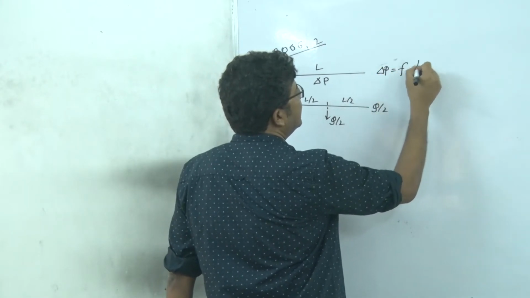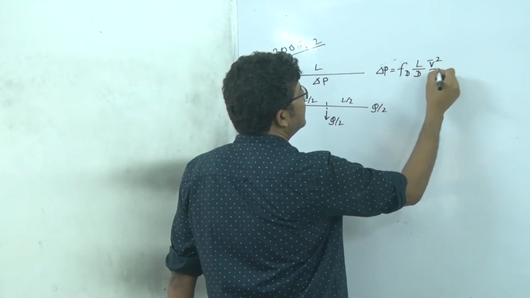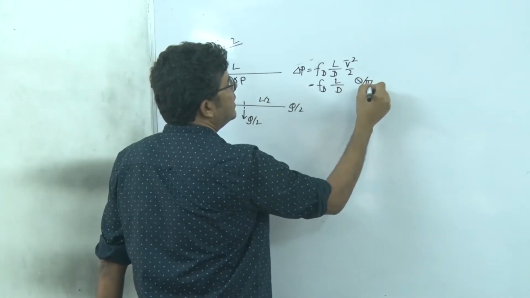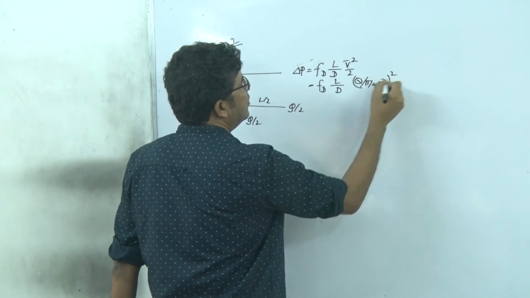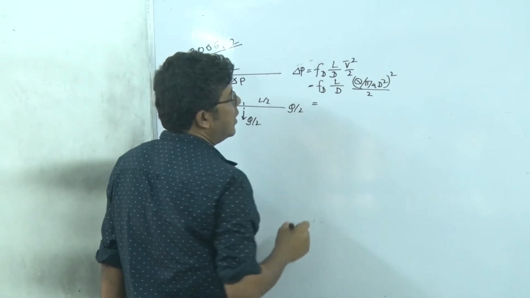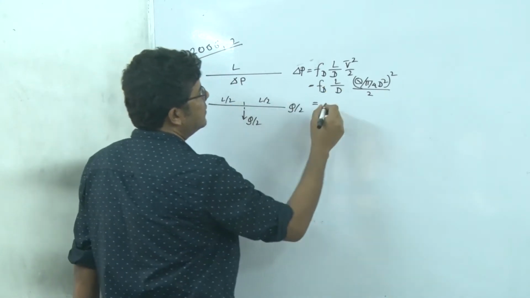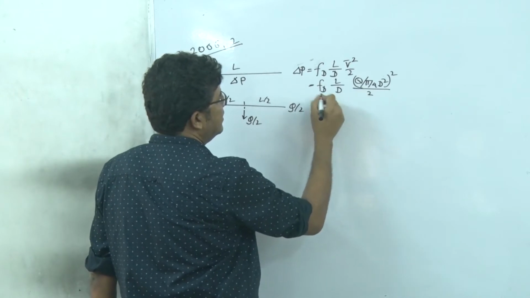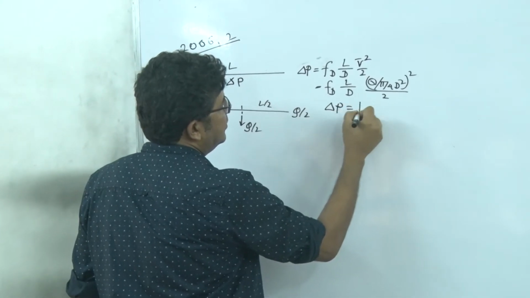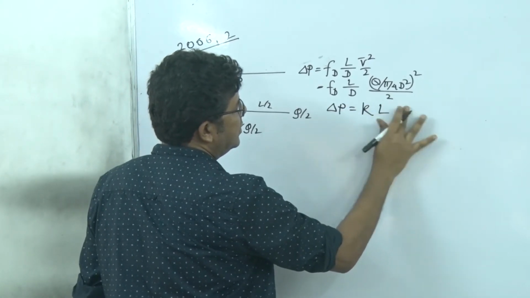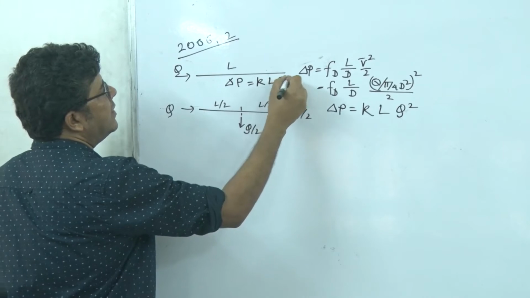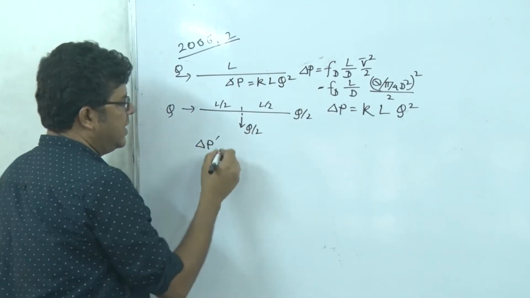that this is Fd, L by D, V bar square by 2. So this is Fd, L by D, Q divided by pi by 4 D square, whole square by 2, and this K remains constant, diameter remains constant, only Q is changing. So delta P and L are changing for these two cases. So you can write that delta P is equal to some constant into L into this Q square. So the pressure drop here we can write as K L Q square, and here the pressure drop is delta P prime.